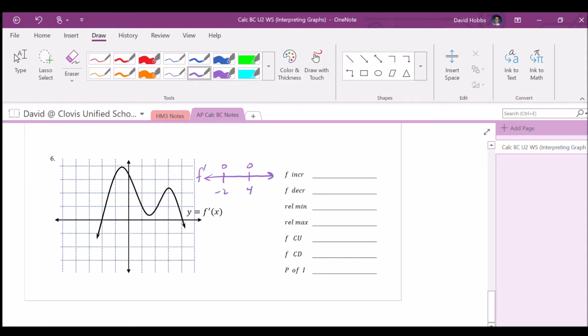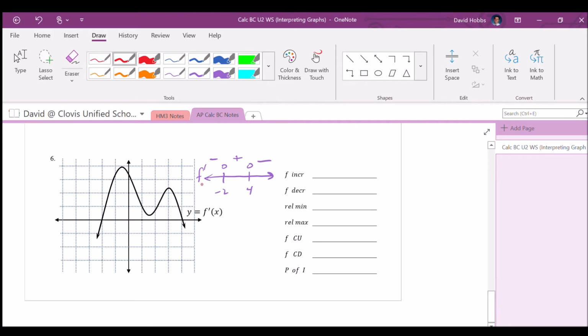Okay, now where the graph is above the x-axis, that's where the derivative is positive, and where the graph is below the x-axis, that's where the derivative is negative, because this is the graph of the derivative. And so out here to the left of -2, it's below the x-axis, so those are negative y values, and out to the right of 4, it's below the x-axis, so those are negative values for the derivative. And in between, it's above that whole time, so those are positive y values.